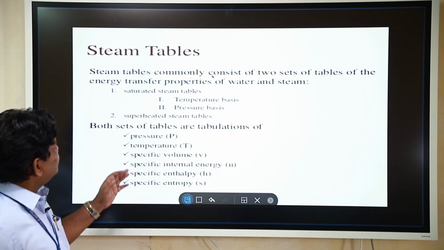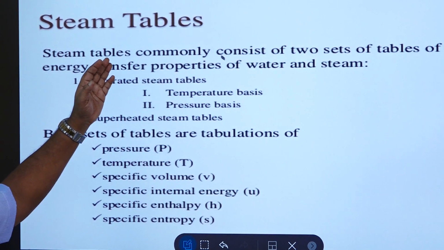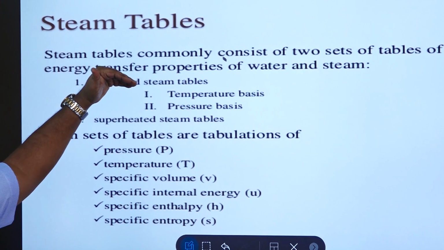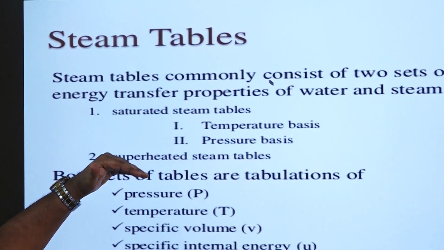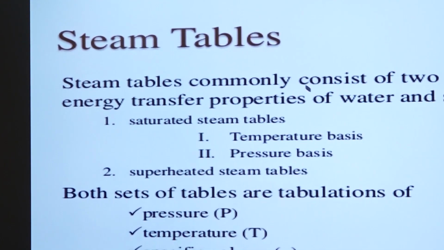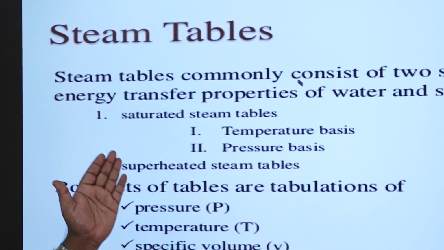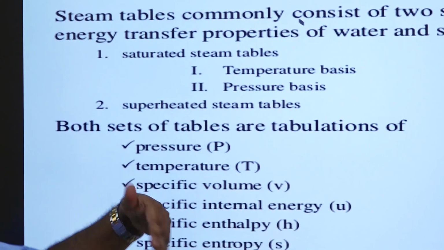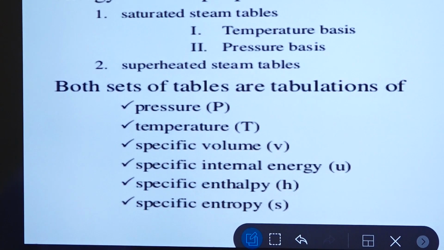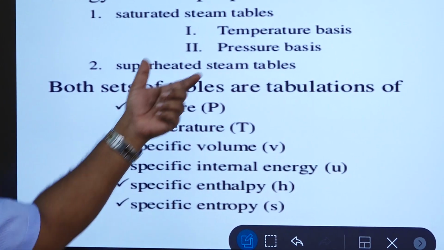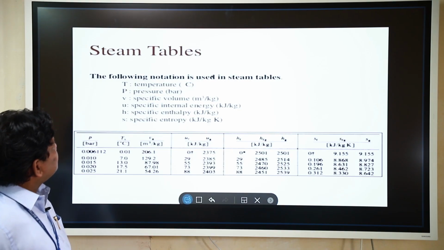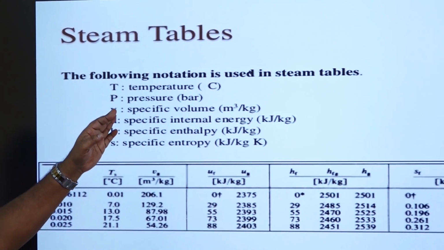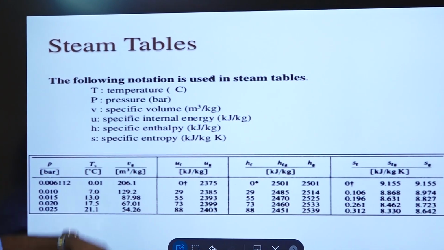So when you go for the steam tables, they consist of two sets of tables. One is about saturated steam tables and the other one is superheated. In saturated you have temperature and pressure. So you can measure the properties of dry steam, wet steam and superheated steam with the help of these steam tables. The following notation is used in steam tables for temperature, pressure, specific volume, internal energy and all.